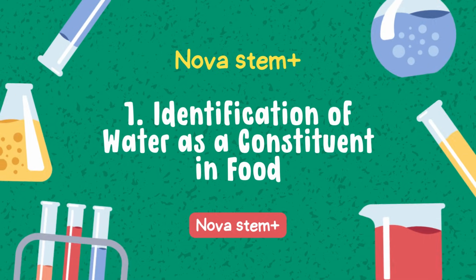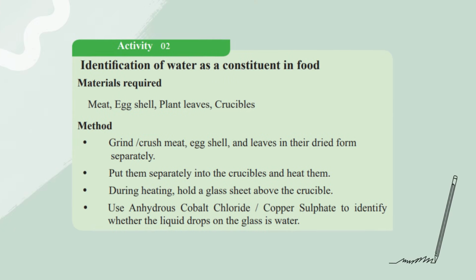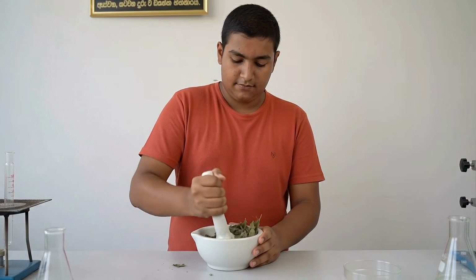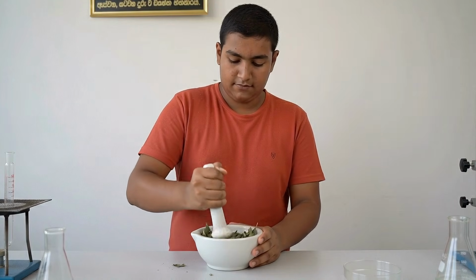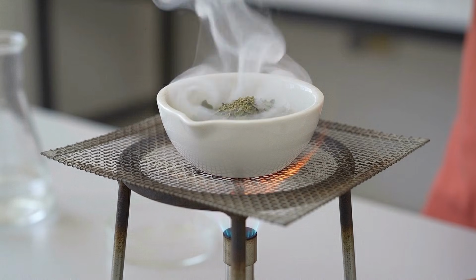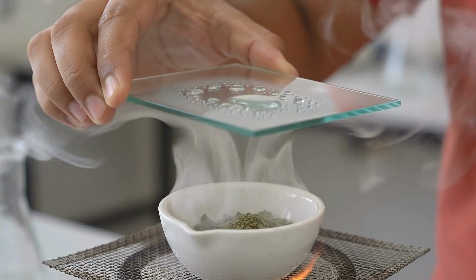For this activity, we are identifying water as a constituent in food. The materials required are meat, eggshells, plant leaves, and crucibles. First, we grind and crush the meat, eggshells, and plant leaves in their dried form separately. Next, we put them separately into the crucibles and heat them. During heating, we hold a glass sheet directly above the crucible.